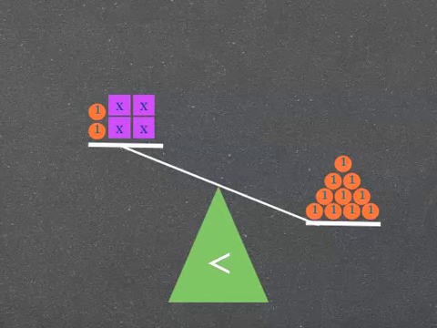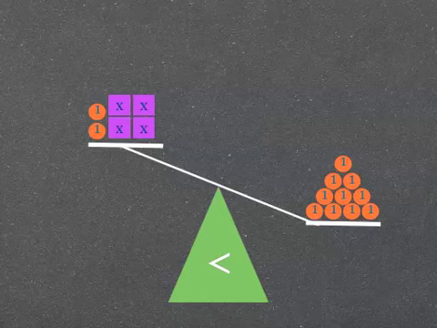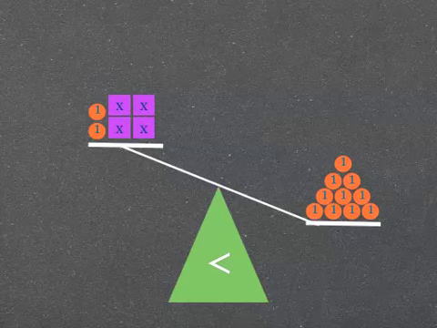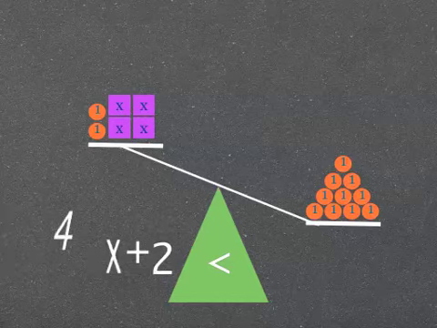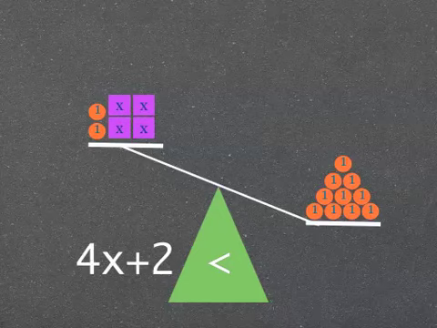Now, when you look at the left side, you have 2 orange circles and 4 purple squares. The 2 orange circles are each representing 1. So if you just count them, you have 2. And those are just a whole number 2. Plus, you have 4 squares that are representing an x. So altogether, you have 4x plus 2 on the left side. And on the right side, you just have the whole number 10.